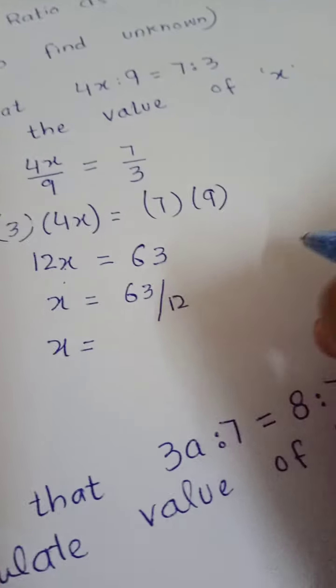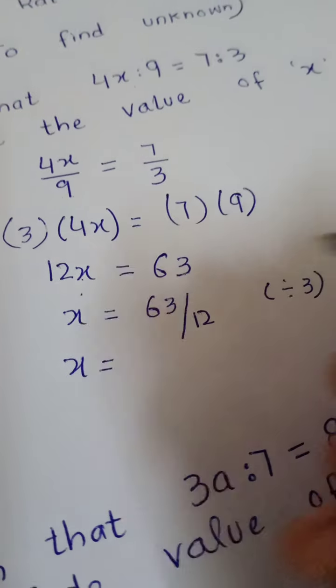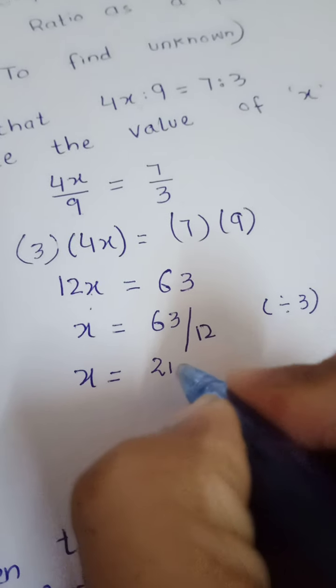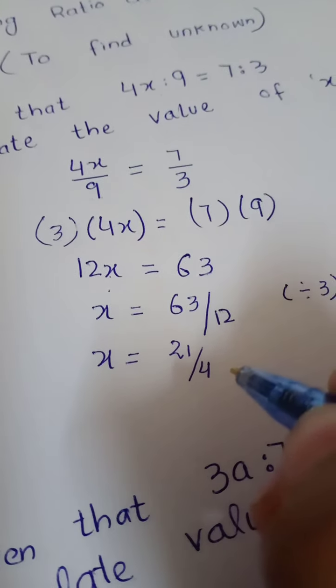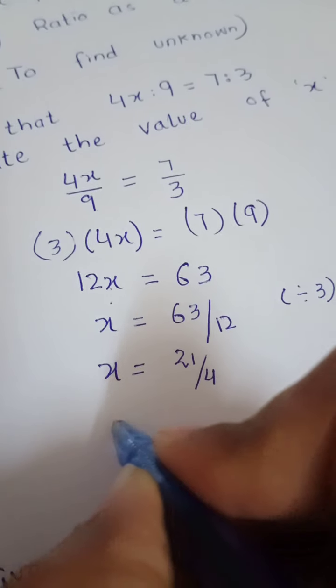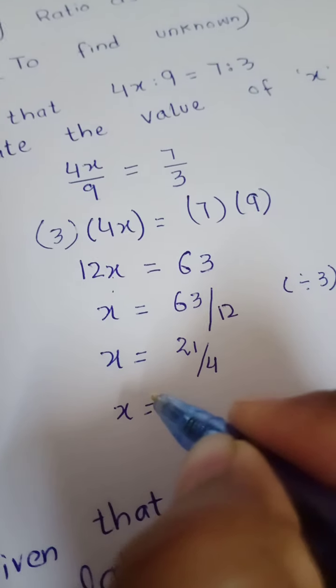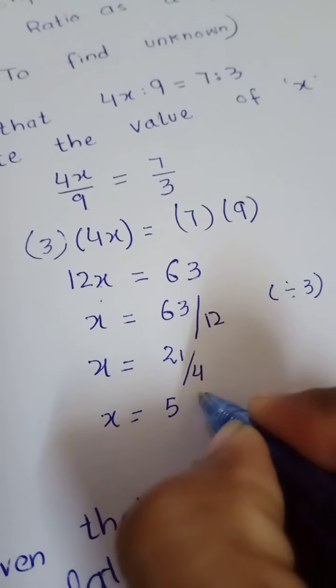Now you can cut them on table of 3. You can simplify them on table of 3 because both numbers are divisible by 3. 3 2 times 6, 3 1 time 3 and 3 4 times 12. This is 21 by 4. And as 21 by 4 is an improper fraction, you can also write it in form of mixed number and it will be 5 whole 1 by 4.